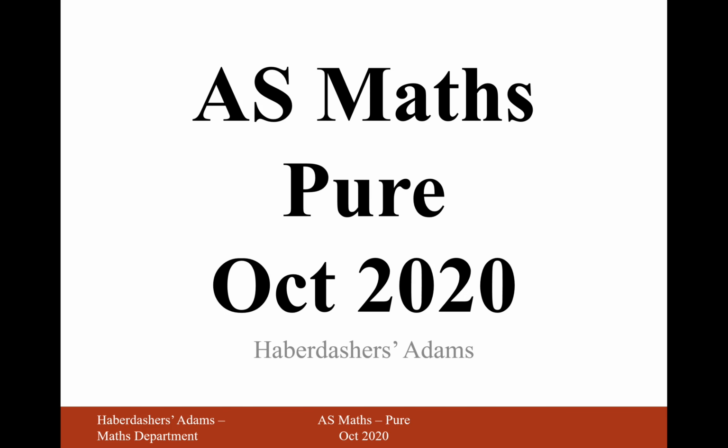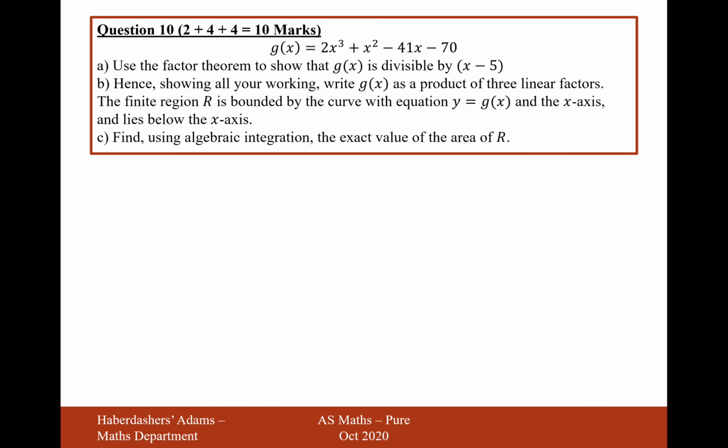Hello there, welcome to the October 2020 paper. Here we're looking at question 10. Use the factor theorem to show that g of x is divisible by x minus 5.